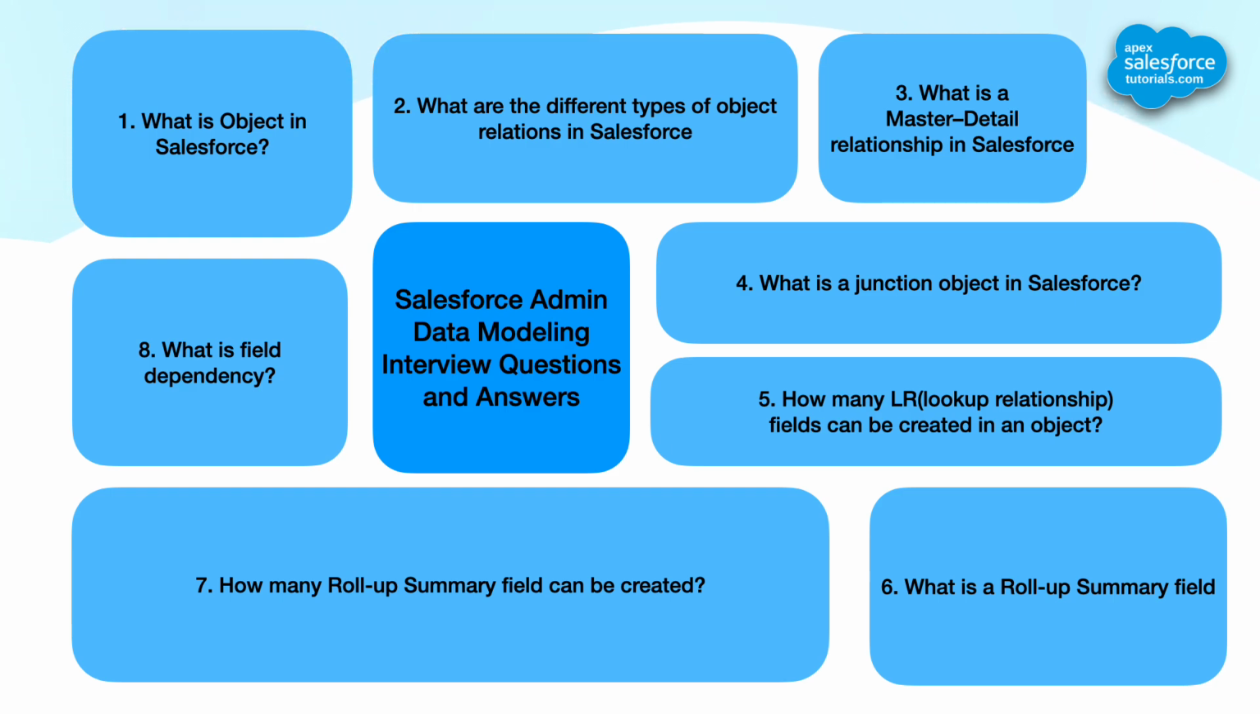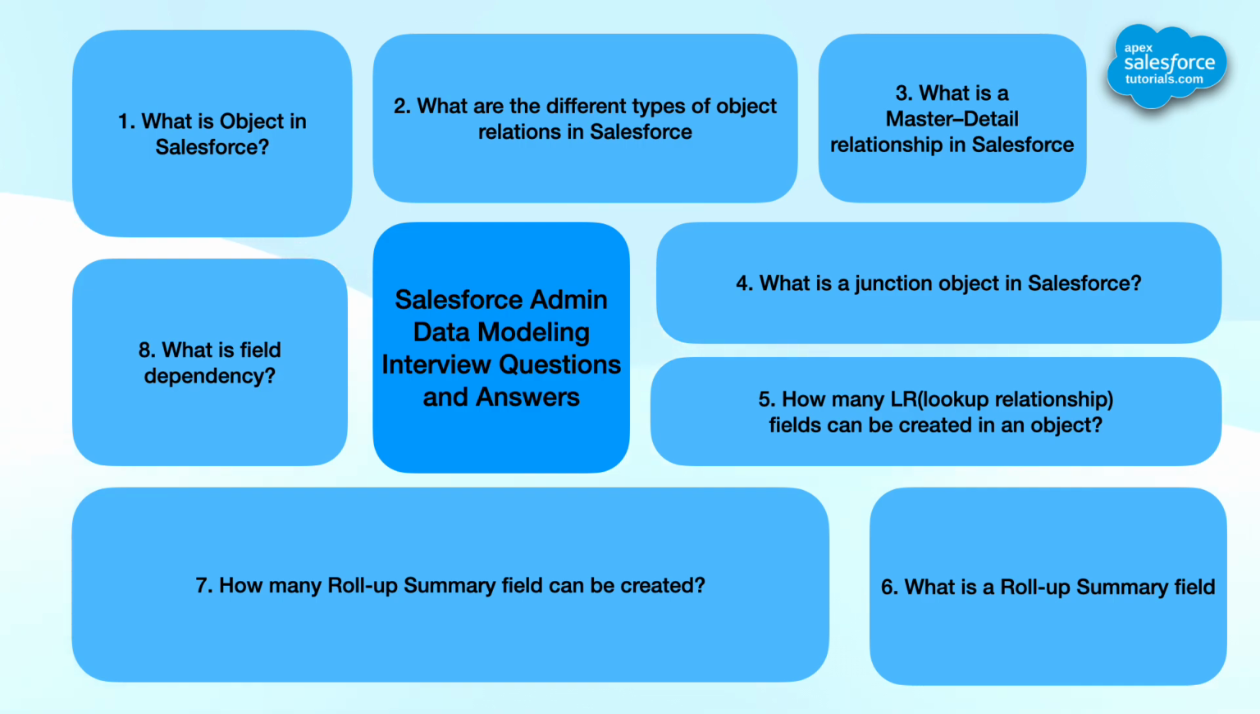Sixth, what is a roll-up summary field? A roll-up summary field aggregates data from related detail records into a master record, showing totals, averages, or minimum values. Seventh, how many roll-up summary fields can be created? Initially, an object could have up to 10 roll-up summary fields, which was increased to 25, and the hard-coded limit is 40 per object.